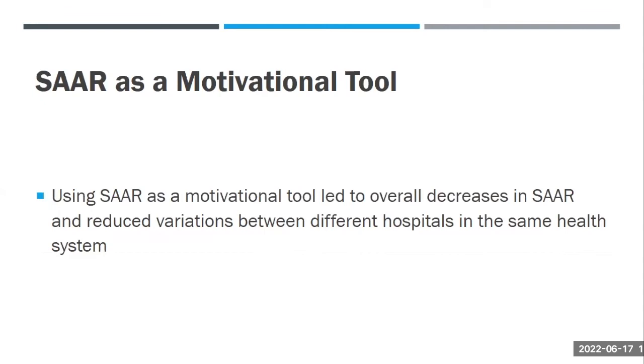And like we talked about, it led to overall decreases and specifically reduced variation between those hospitals in the same health system. Obviously, as a pharmacist at the system level myself, we have 19 different facilities, and so that's something we're really interested in at baseline. How do we increase standardization and reduce variation? That's one thing that we'll be considering in the future.